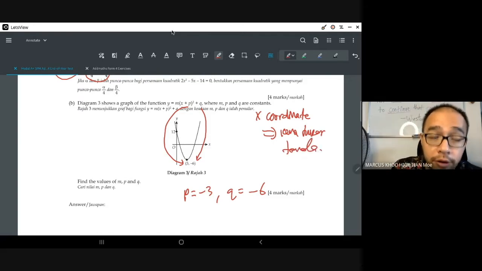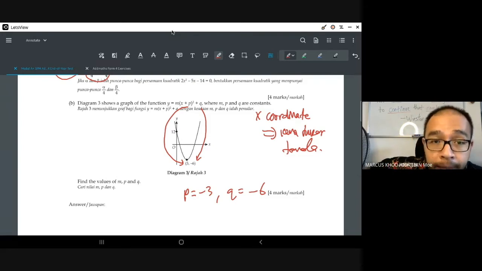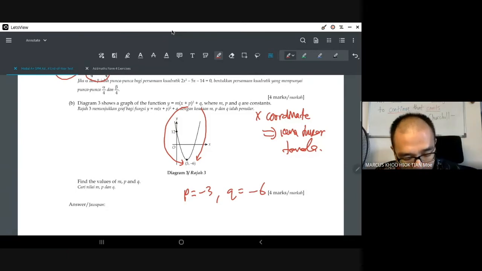Okay, be very careful with this. It is only the x coordinate that you have to change the sign. Okay, over there. So now the problem is the m. How do we find the m? That is what this point is for. This point is 0 and 12. x is 0, y is 12.